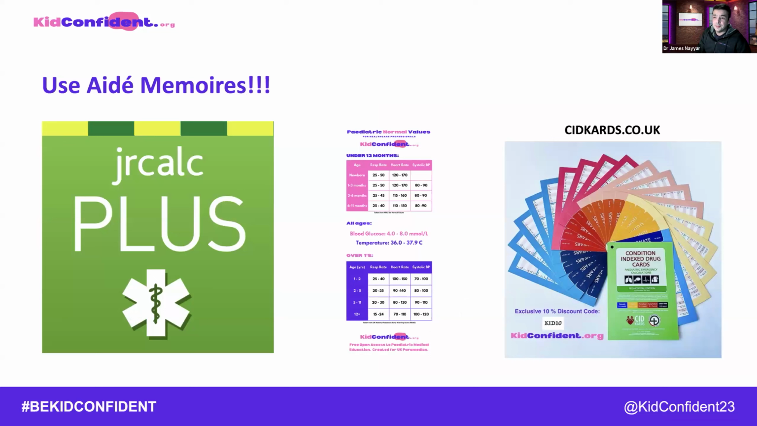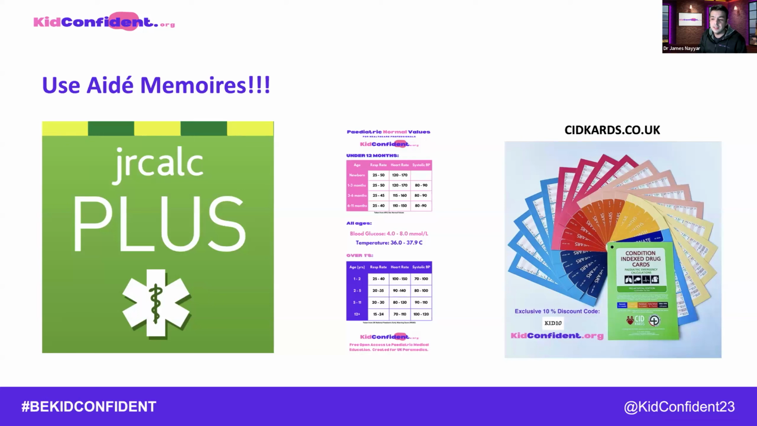Use aide memoires. I bang on about this. When you're doing all these things, you're doing a lot of things and all the numbers are different, and that's what scares people a little bit. And it scares me a little bit, and my brain is really little, so I can't actually remember all the normal values for every different age group of child, even though I anaesthetise babies all the way up to 16-year-olds. So I like to use aide memoires.